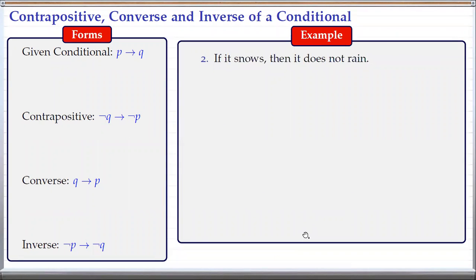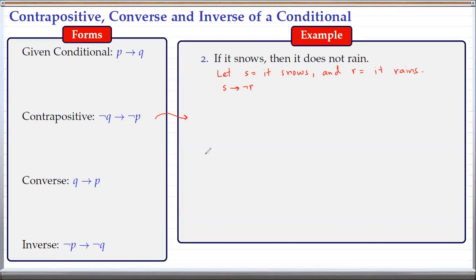The given conditional is: if it snows, then it does not rain. So let S be it snows, and let R be it rains. First, the contrapositive. Well, before that, let's write the given statement in symbolic form. So we are given S implies not R. Here it says it does not rain, so we have not R.